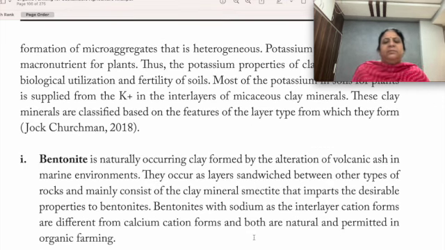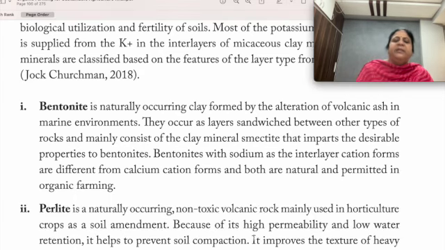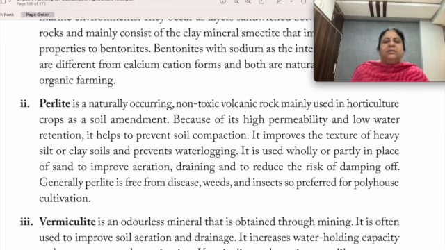Bentonite. It is naturally occurring clay formed by the alteration of volcanic ash in marine environments. They occur generally as layers sandwiched between other types of rocks and mainly consist of the clay mineral. Bentonites with sodium as the interlayer cations are different from calcium cation forms, and both are natural and permitted in organic farming.